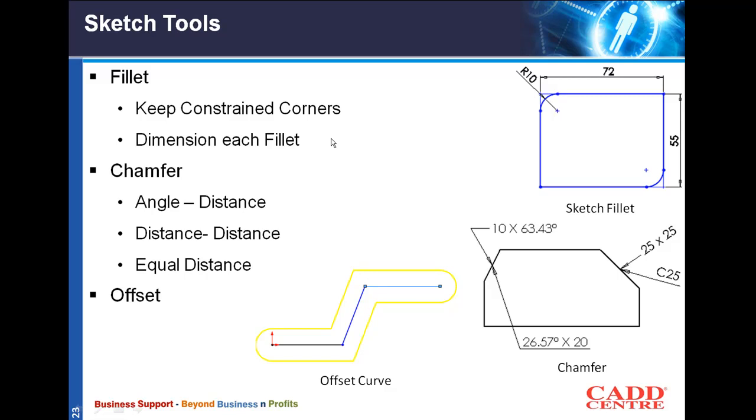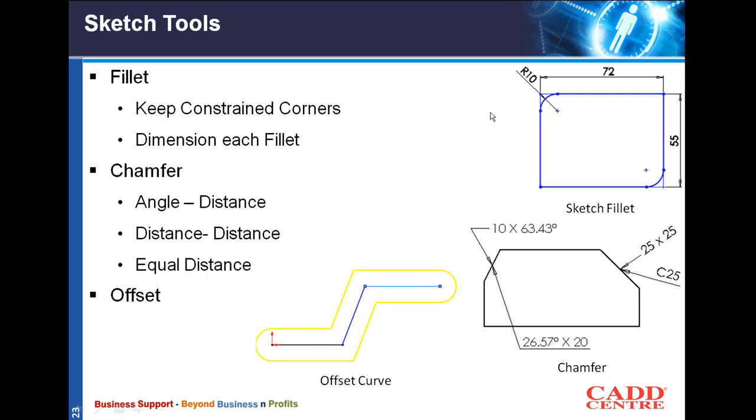And under chamfer we have three types of chamfers, and chamfer is nothing but creating a beveled face. In sketch, if you say chamfer, it is creating an angular line over the corner. And offset is used for offsetting the line, that is copying the line to a specific distance.